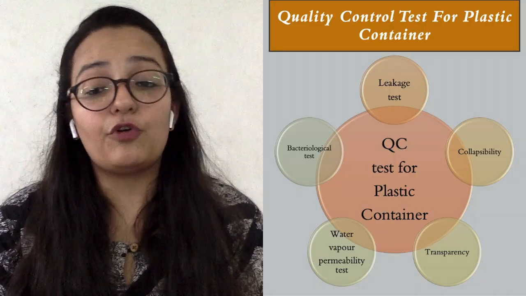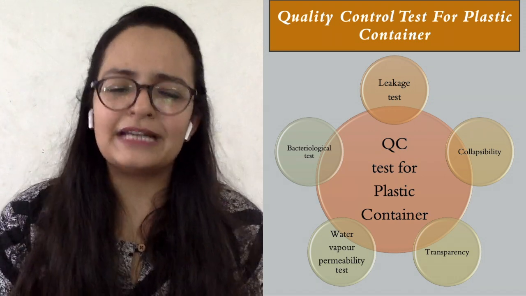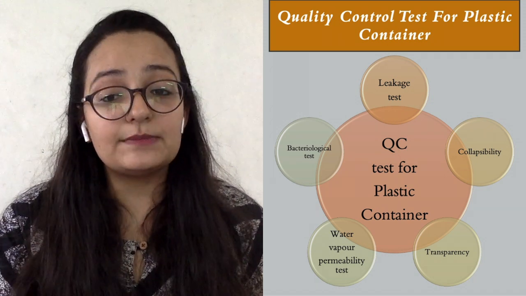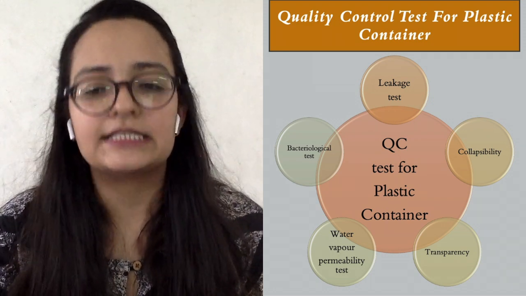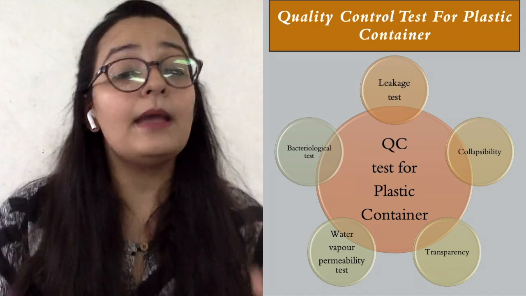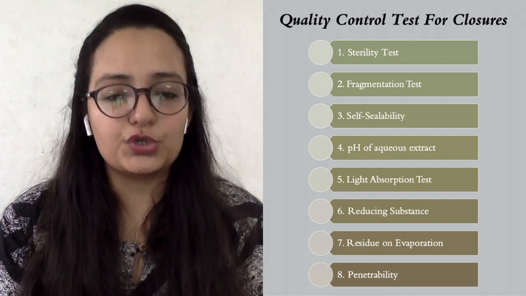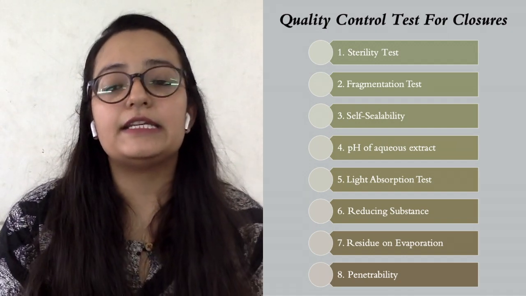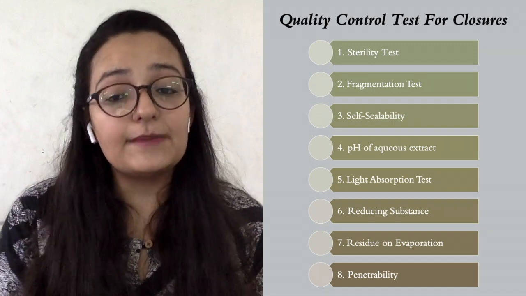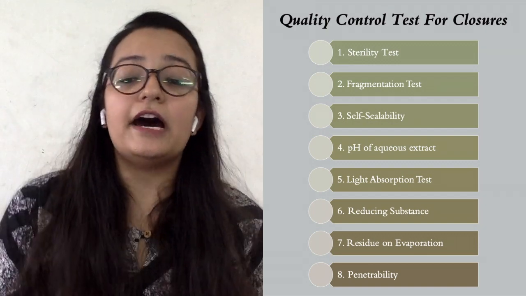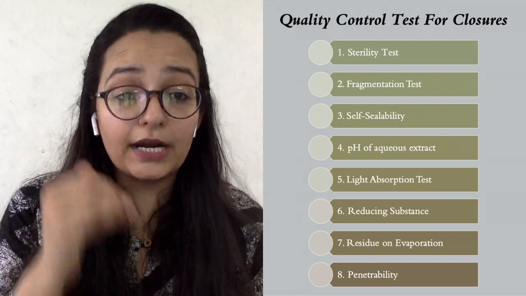There are several tests for plastic containers also: leakage test, same as for glass container, collapsibility, transparency, water vapor permeability, and bacteriological test. These are the quality control tests for the plastic containers. Next segment, that is quality control test for the closure. Various tests like sterility test, fragmentation test, self-sealability, pH of the aqueous extract, light absorption test, reducing substances, residue on evaporation, and penetrability. These are the various tests for the closure.